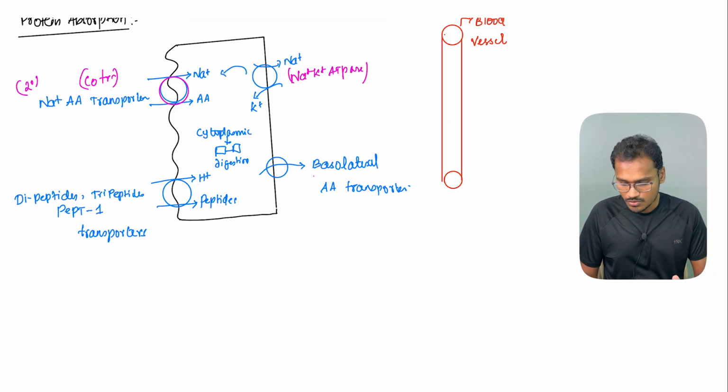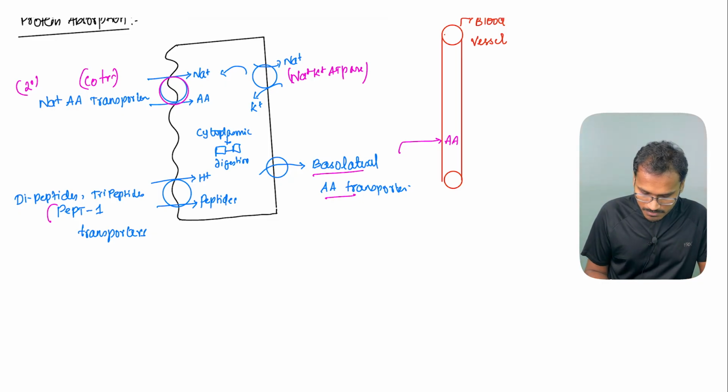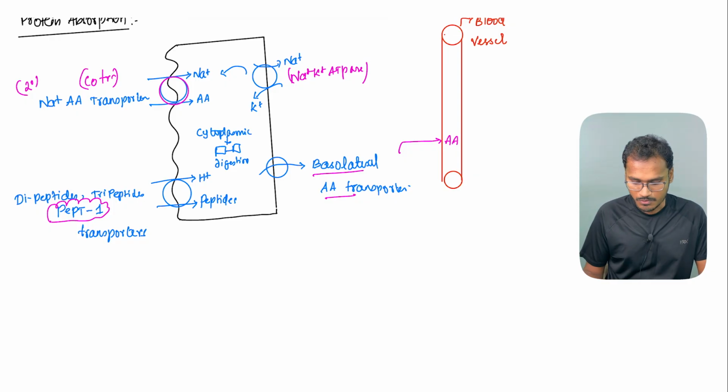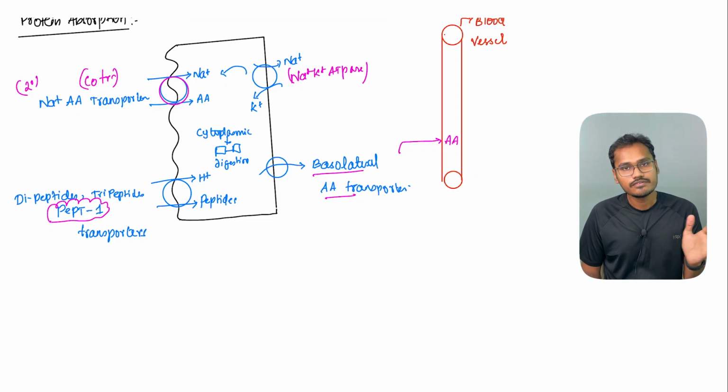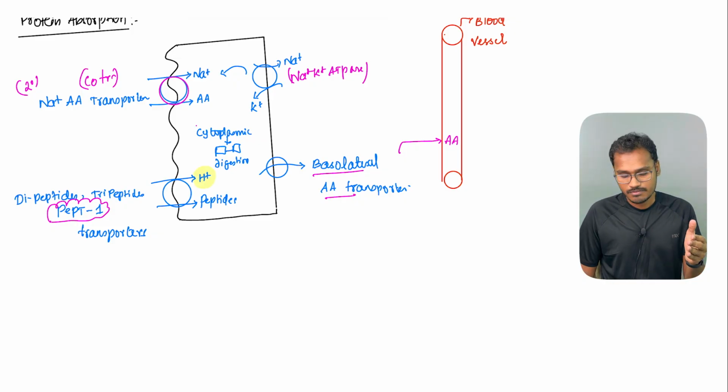So the amino acids, through the basolateral amino acid transporters, will reach the blood vessel. But coming to the dipeptides and tripeptides, they are transported with a transporter that is called the PEPT1 transporter. So it's very easy to remember, peptides. So the transporter name is PEPT1. Here it is not driven by the gradient of sodium. It is driven with the help of the hydrogen gradient. So it is driven by hydrogen, peptide to the inside.